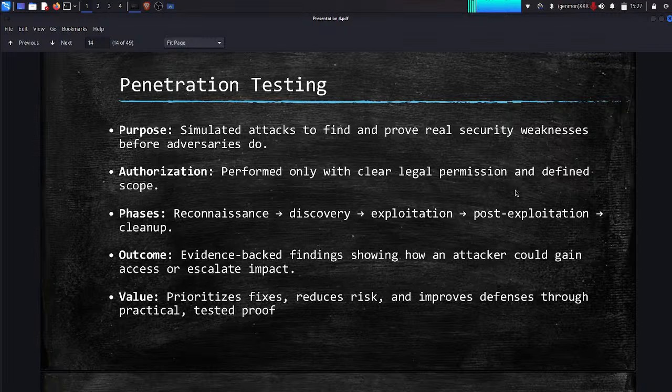So regarding authorization, we should perform all the attacks in an authorized way. We should have permission. Next, penetration testing has phases. First we do reconnaissance, then discovery, then exploitation. We will discuss this in the next slide.